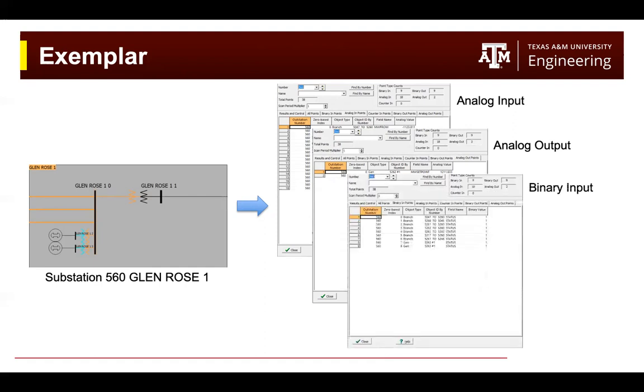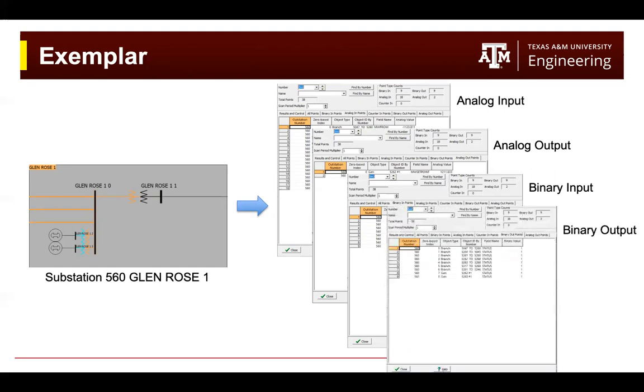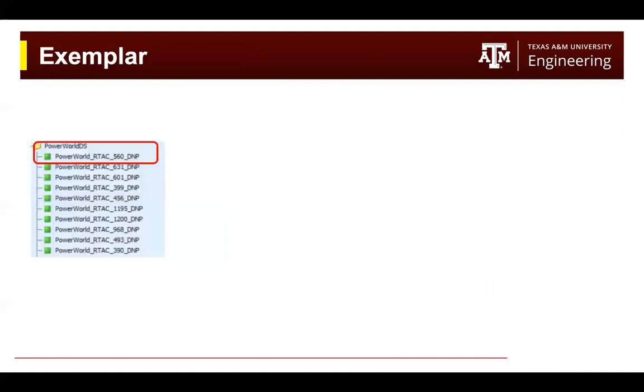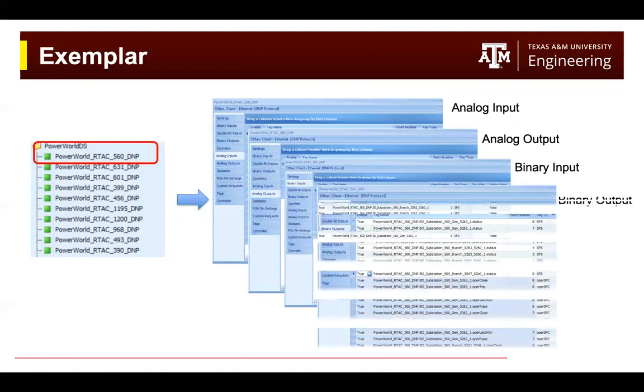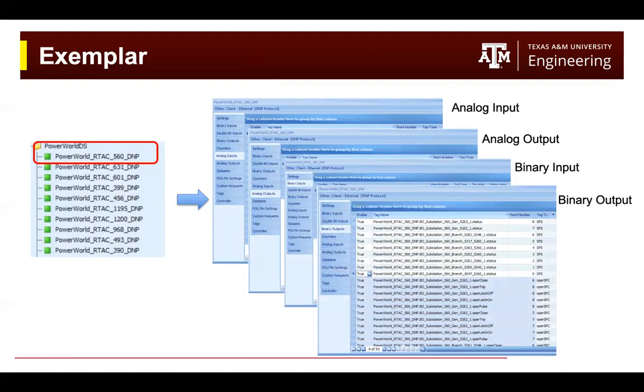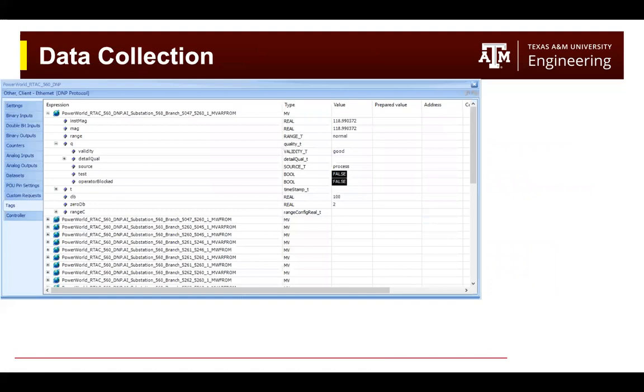For the binary input part, we collect all the binary status of the devices, as I mentioned. The binary output is the same, but it is used for the master or clients to control the corresponding devices. In the RTAC, we also have the corresponding analog input, analog output, binary input, and binary output. All the data is mapped based on the point number. Once the software and the hardware are online, we can see the data being collected in the RTAC through the tag section.